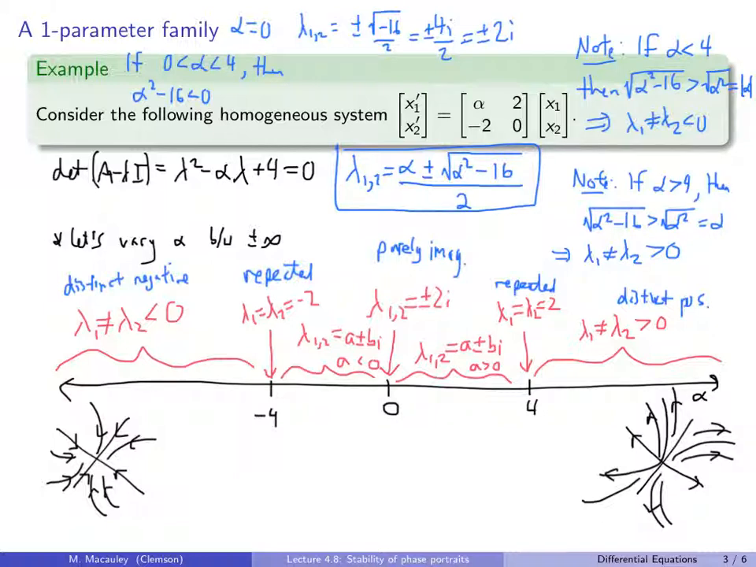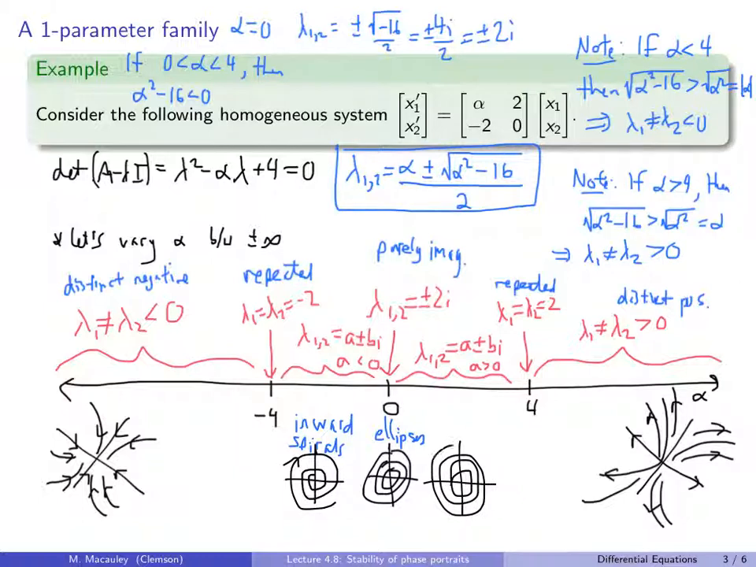Let's fill this in. Okay, so here we have purely imaginary roots. That's when we have some sort of ellipses. I don't know what direction they go, and I don't really care. Right here we have inward spirals. Again, I don't know exactly what the spirals look like, I'm just worried about the qualitative nature. So something like this. These are inward spirals. Here we have ellipses. Then here we have outward spirals.